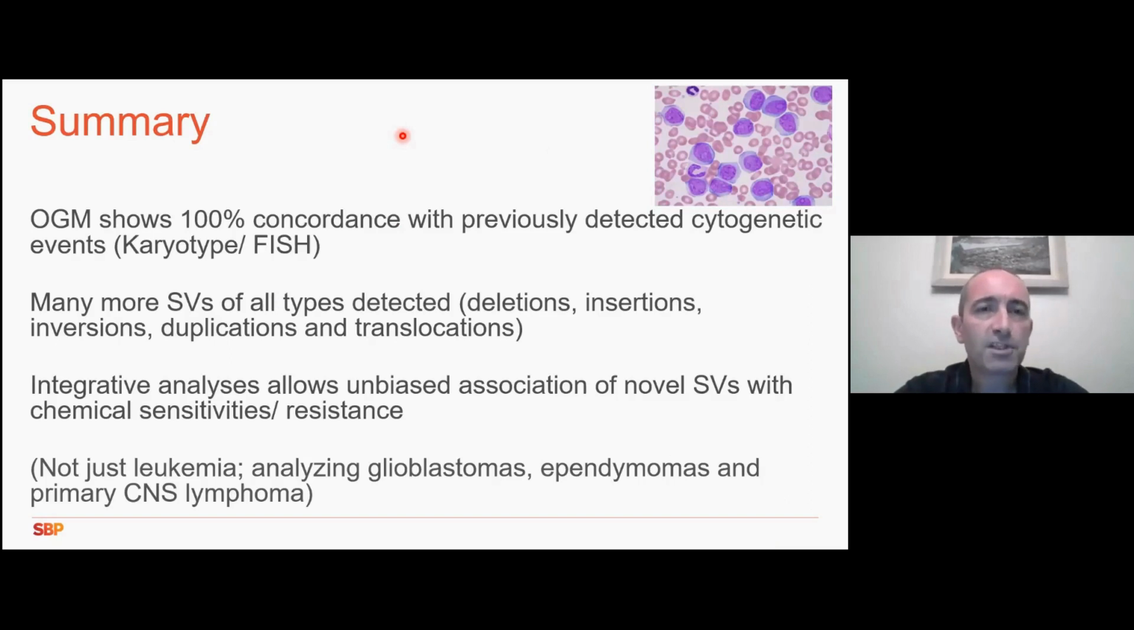So in summary, optical genome mapping shows 100% concordance with traditional cytogenetic analyses. But as I hope I've shown, we don't just find those 6 major translocations and deletions that we knew were there. We also find many, many more. And using these integrative analyses, we can associate these novel structural variants with chemical sensitivities and drug resistance to clinically relevant agents. And just by way to whet your appetite, we don't just do this in leukemia, we're also analyzing glioblastomas, childhood ependymomas, and primary CNS lymphomas. And as I mentioned previously, all 3 of the ependymomas we've screened have shown deletions in kinesin family members.